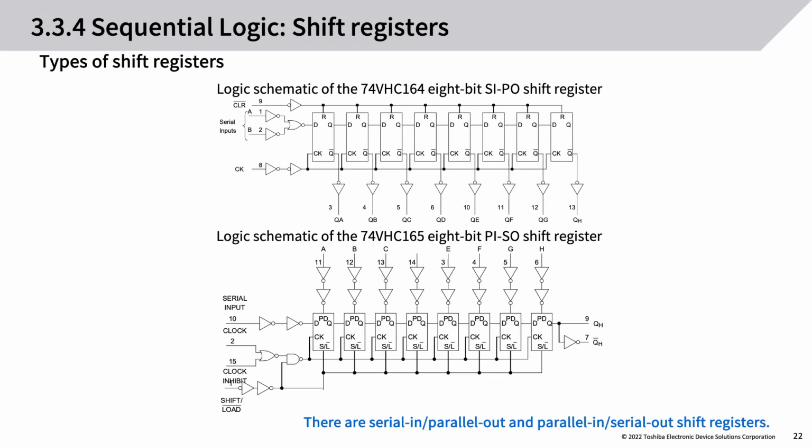Types of shift registers. Logic schematic of the 74VHC164 8-bit SI/PO shift register. Logic schematic of the 74VHC165 8-bit PI/SO shift register. There are serial-in, parallel-out and parallel-in, serial-out shift registers.